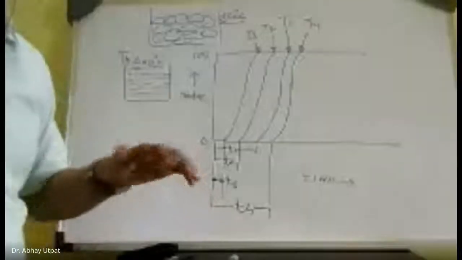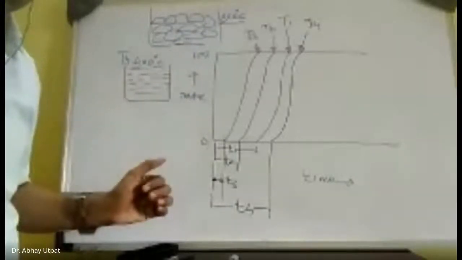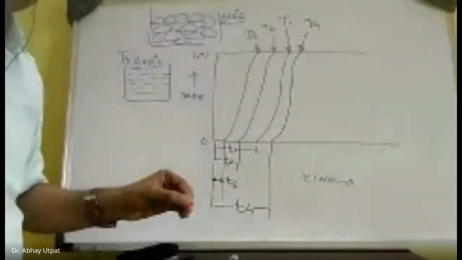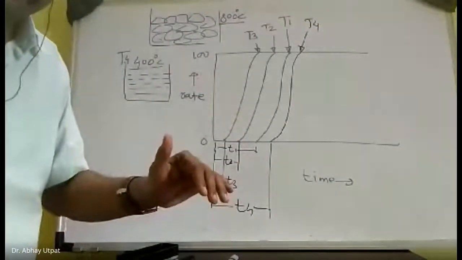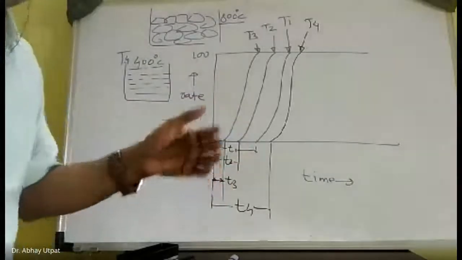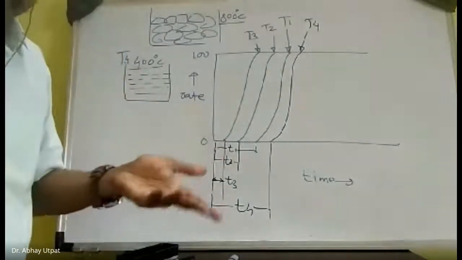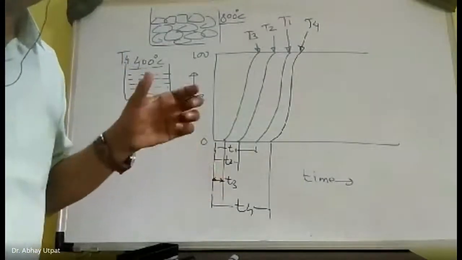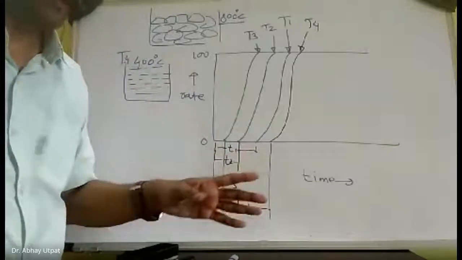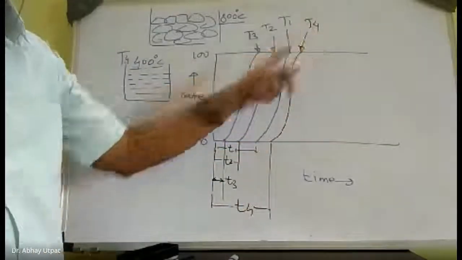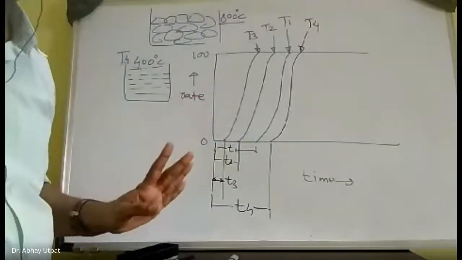Now my statement is, I will modify it. As the temperature of cooling decreases, incubation period decreases, rate of transformation increases, but if temperature is very low, at that time reverse effect takes place and incubation period increases and rate of transformation will be slow. That's why for T4 temperature, this incubation period is more and rate of transformation is slow.